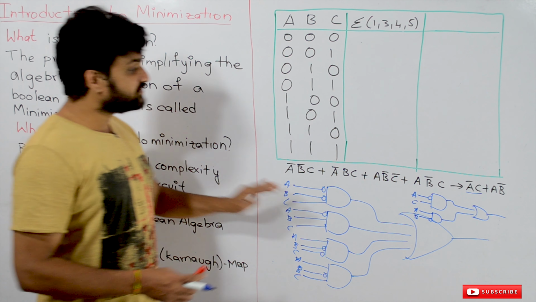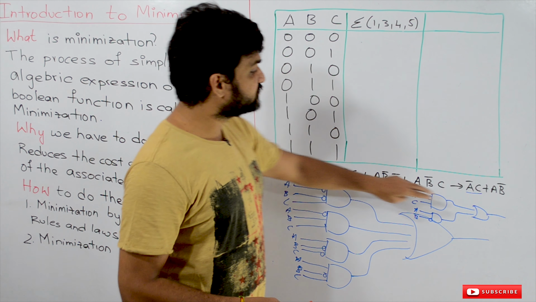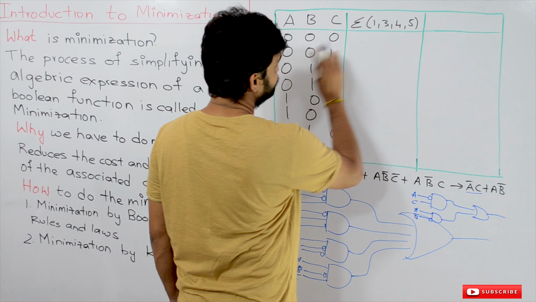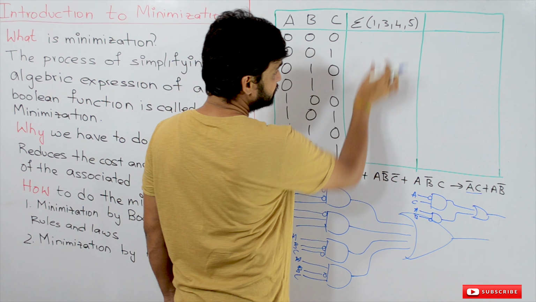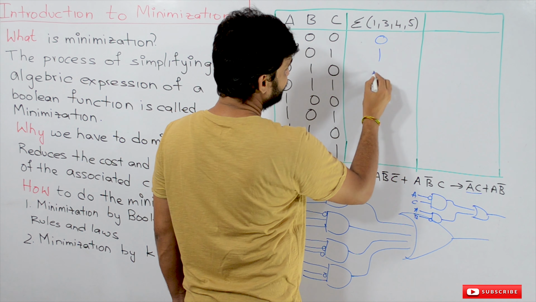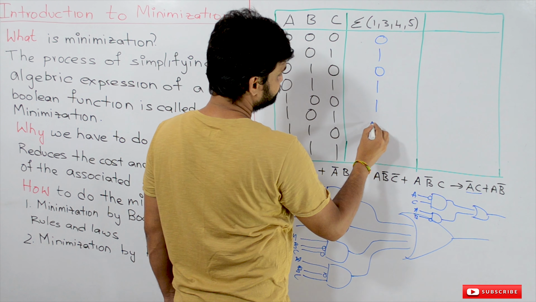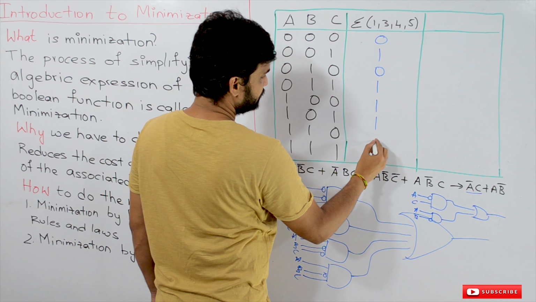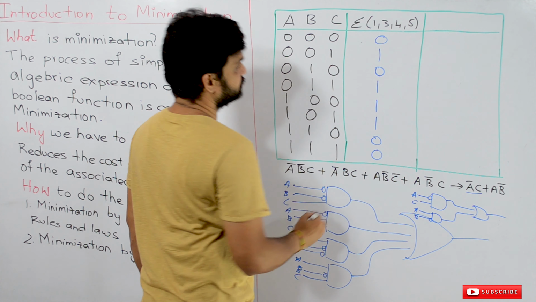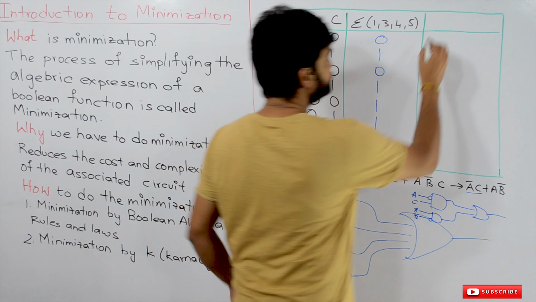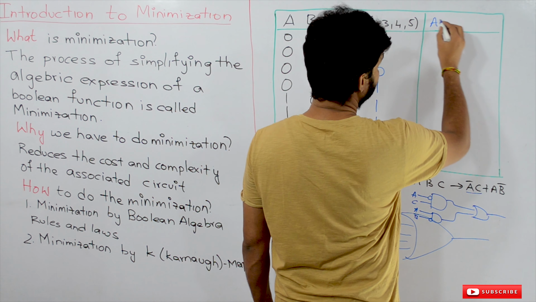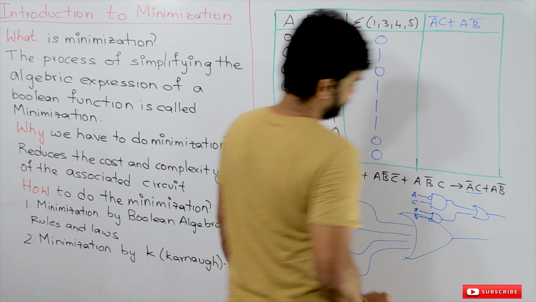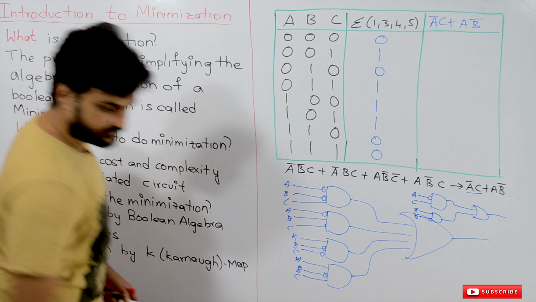Now we will try to understand what is the output of this circuit, what it is going to produce. The output of this function is Σ(1, 3, 4, 5), with outputs 0 1 0 1 1 0 0 for the remaining. Now we will see the output of this function. It is A bar C plus A B bar. We will do it here.